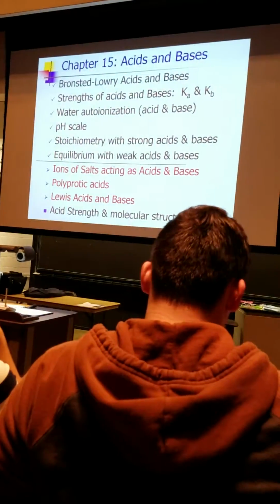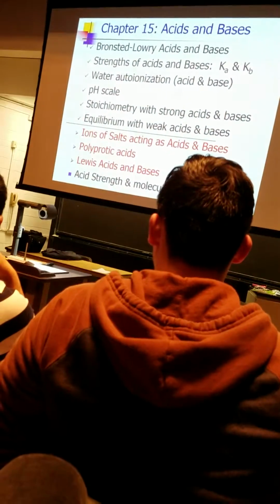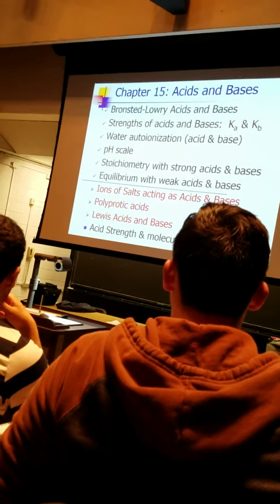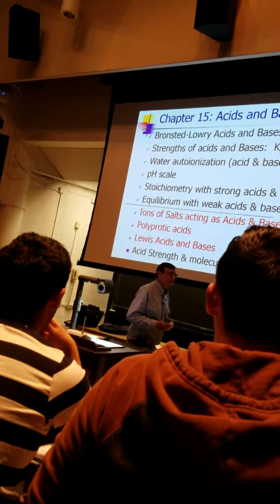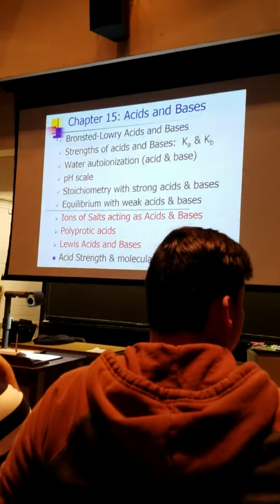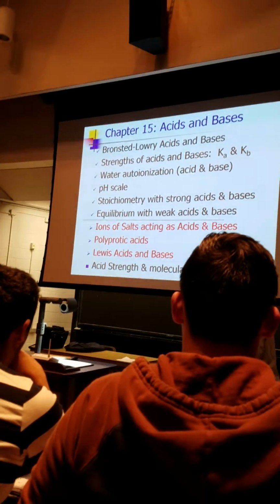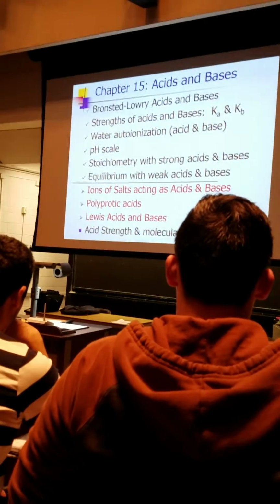Hypochlorous acid, phosphorous acid, hypochlorite ion, phosphite ion, sulfite ion, nitrite ion. These are all weak bases. And as salts, they actually change the pH of solution. So we're going to talk about that.